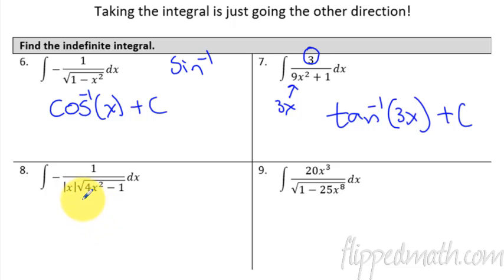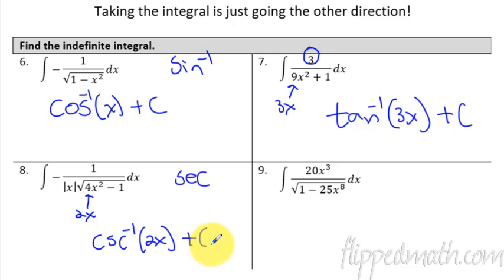All right, let's try this one. Number 8. So you'll think here, what is the square root of that thing? That would be 2x. So we have a negative, so we know it starts with a C. And then normally, without the negative, this would be the secant one. It has a subtraction in it, a square root, and then an absolute value here in front. So this is cosecant inverse of 2x plus c. Look how easy this is. No problem.